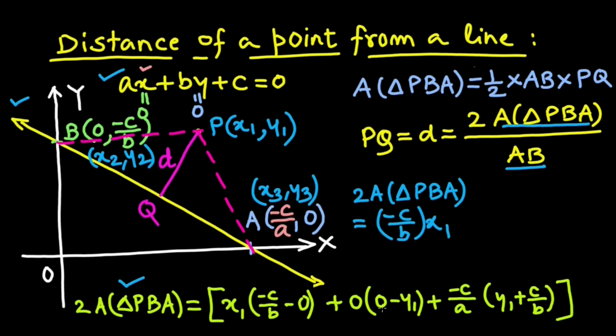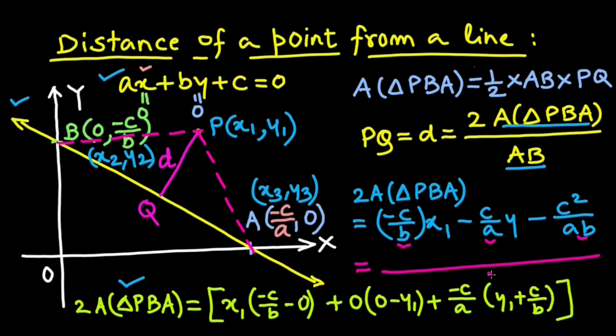0 into 0 minus y1 will be 0. Next, minus c upon a into y1 will be minus c upon a y1, and minus c upon a into plus c upon b will be minus c square upon ab. We will take LCM of b, a and ab and write here. So ab upon this b will be a. So this will be minus ac x1.